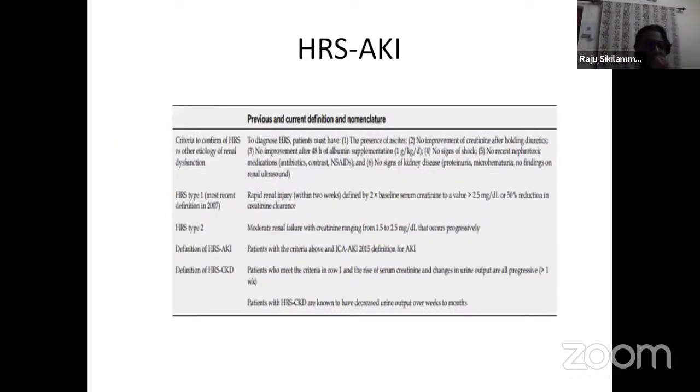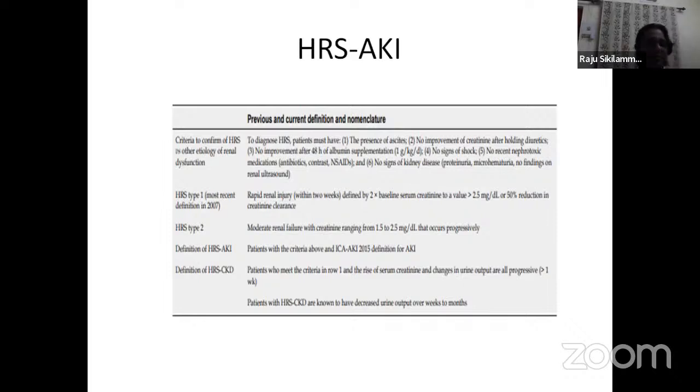Then HRS, hepatorenal syndrome, is a cause of AKI. These are the criteria for HRS. To diagnose HRS, these criteria should be fulfilled: presence of ascites, no improvement of creatinine after holding of diuretics, and no improvement of creatinine after 48 hours of volume resuscitation with albumin at a rate of 1 gram per kg per day. There should be absence of shock, no recent nephrotoxic drug administration like antibiotics, contrast, and NSAIDs, and no signs of kidney disease, such as proteinuria, microhematuria, or abnormal findings on renal ultrasound.